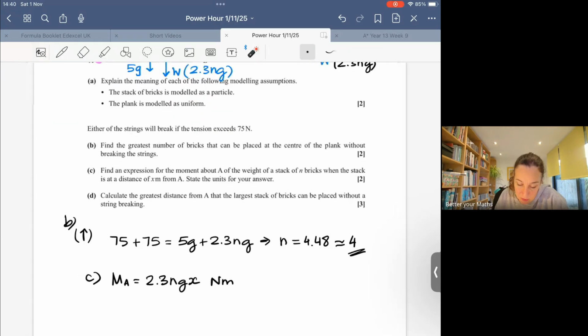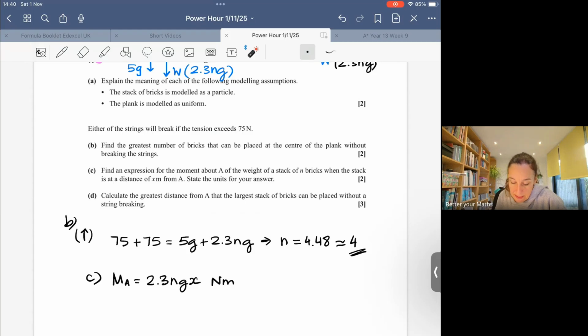Now, calculate the greatest distance from A that the largest stack of bricks can be placed without a string breaking. How do you think we are going to find that? It says the largest stack of bricks, so that means n is going to be 4. We are going to have 4 bricks, 2.3 kilograms each. How can we find the greatest distance from A? How do you think we can find that? Please think a tiny bit.